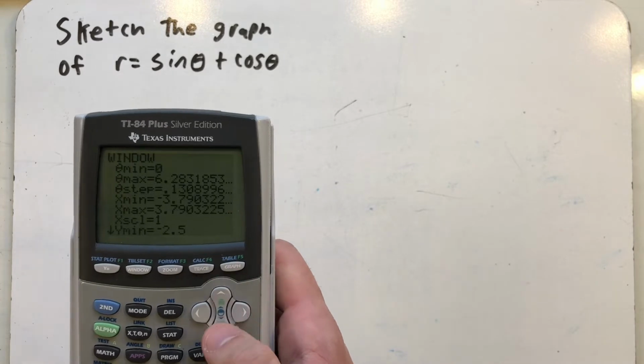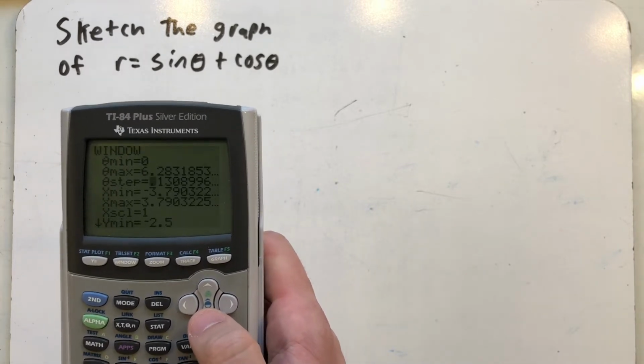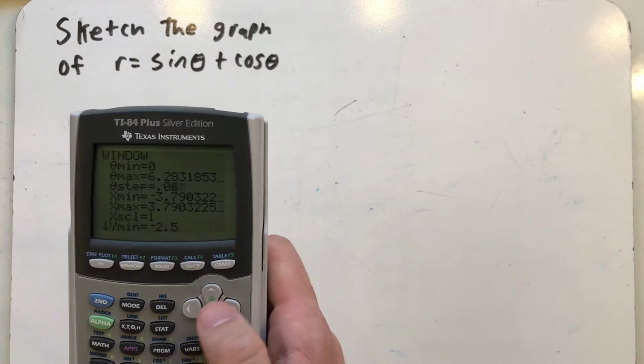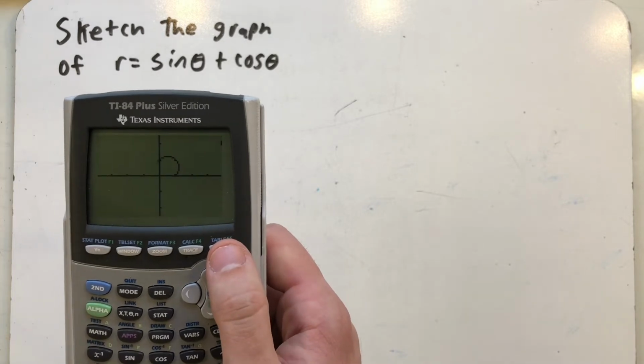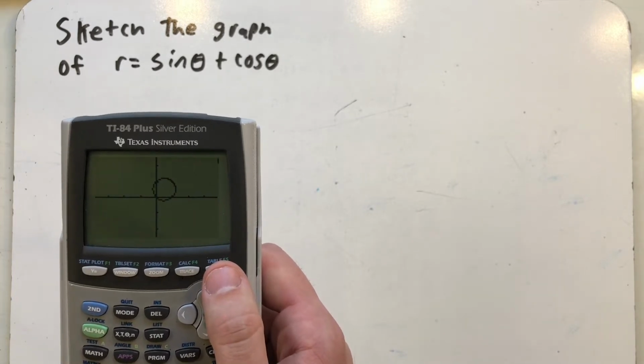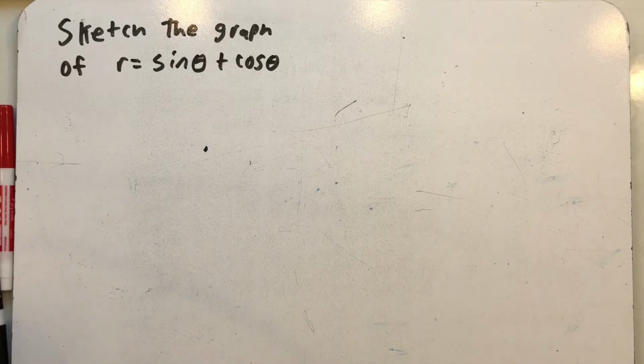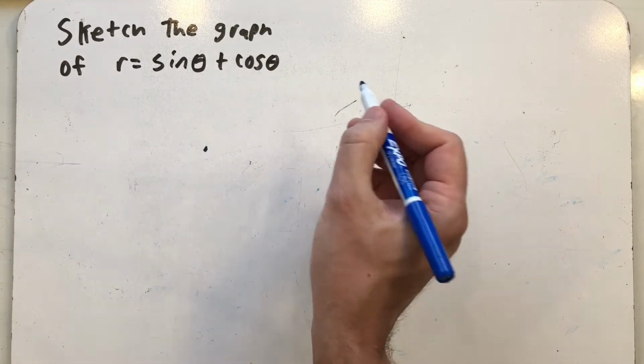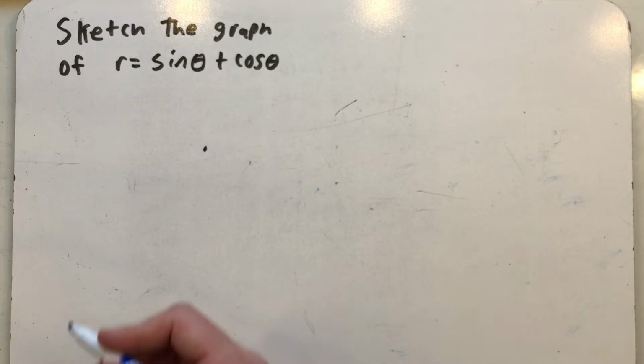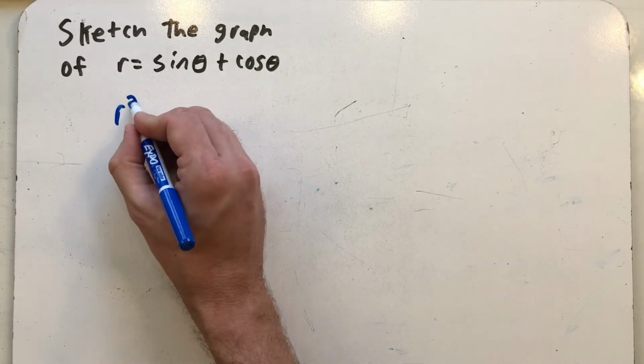I'm going to press the window button, and I'm going to make theta step be even smaller than it is now. And I'm going to see if it does a better job of sketching it out. And it looks a little better, but I'm convinced this might be a circle. And since I know more about circles in rectangular coordinates, instead of sticking in polar coordinates, I'm going to convert this to rectangular coordinates. So I'm actually going to multiply both sides by r.